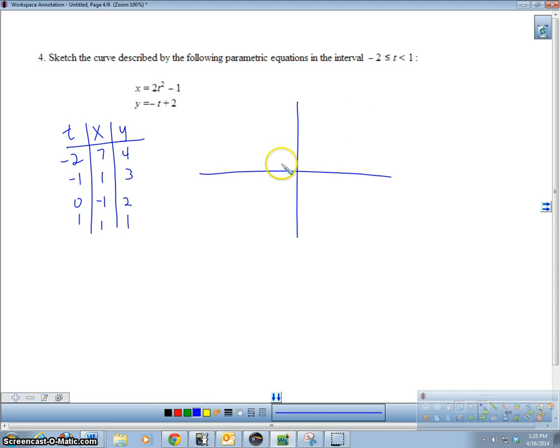So on our graph, we're going to go 7, 4: 1, 2, 3, 4, 5, 6, 7. Now this point's going to be right there. 1, 3, so 1, 3. -1, 2. And finally 1, 1. Now 1, 1 is an open circle because of that less than. So 1, 1 is going to be there. I'm going to put an open circle, and I'm going to connect these. I know this is a parabola because of this squared here. Okay, so that's that one.